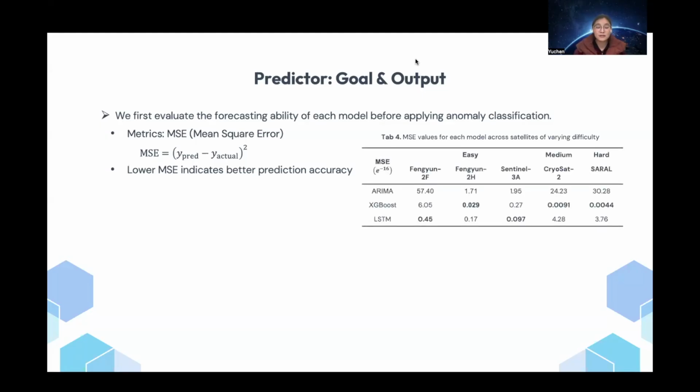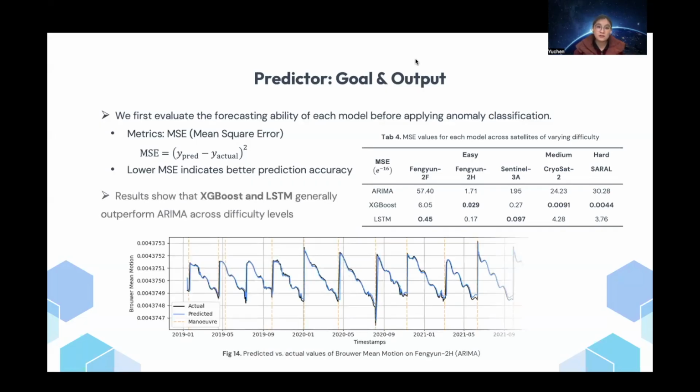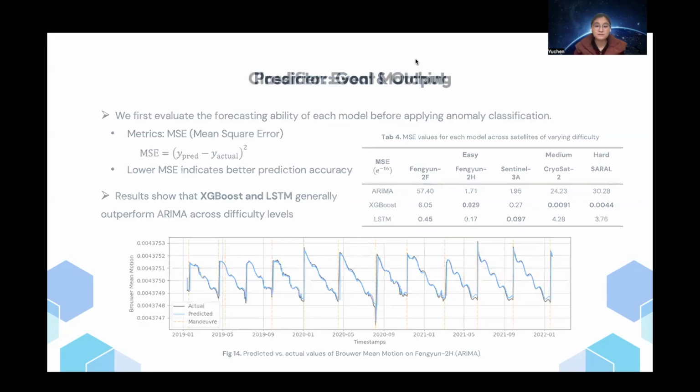Overall, XGBoost and LSTM achieve lower MSE than ARIMA, likely due to their ability to capture nonlinear patterns. The plot shows ARIMA's prediction for Fengyun 2H, which is in blue, aligning reasonably well with actual values, which is in black, indicating the model captures the trend. Then we move on to the classifier step.